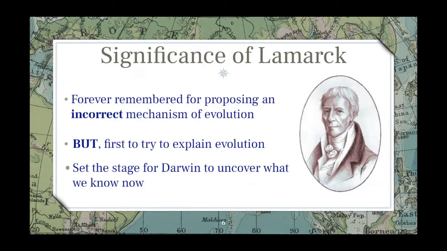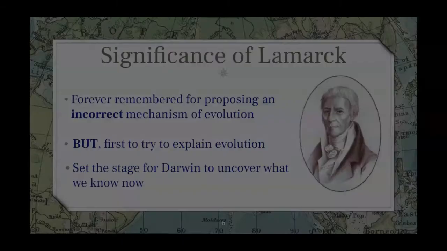Why are we studying a guy that we know to be wrong? Because he paved the way for what we now know as evolution. So he's forever remembered for proposing an incorrect mechanism of evolution. Sort of sad. He's known for being wrong. But he is the first to try to explain evolution. And this set the stage for Darwin to uncover what we now know.